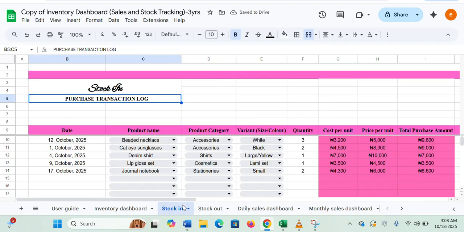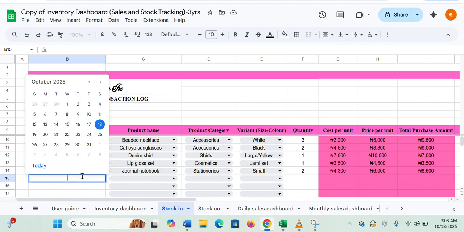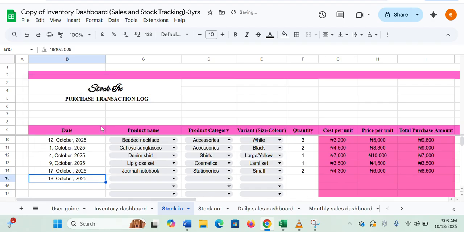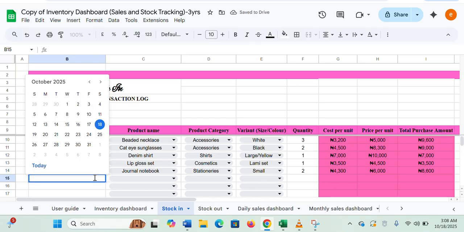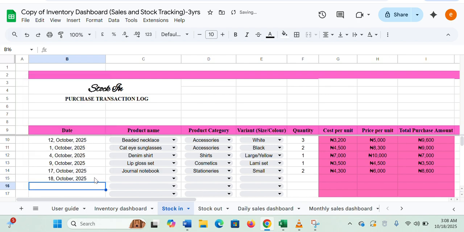Yes, so the first column in the stocking sheet is first the date. That is, when did you buy this particular product. So for me, I'm recording this on the 18th of October, so I'm able to do that. But let's say, for example, you are using a cell phone and you are unable to do that. All you need to input is, this is 18th, right? 18th of October, rather. 18 slash October is the 10th month of the year slash 2025.